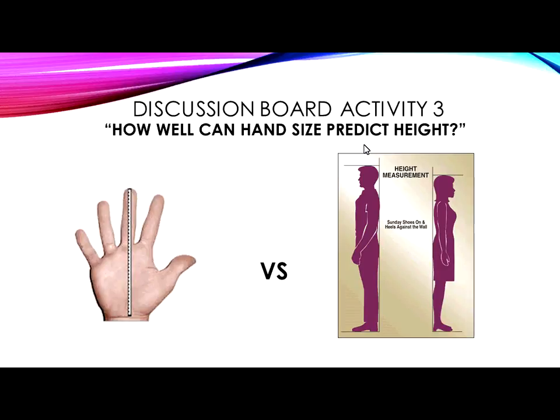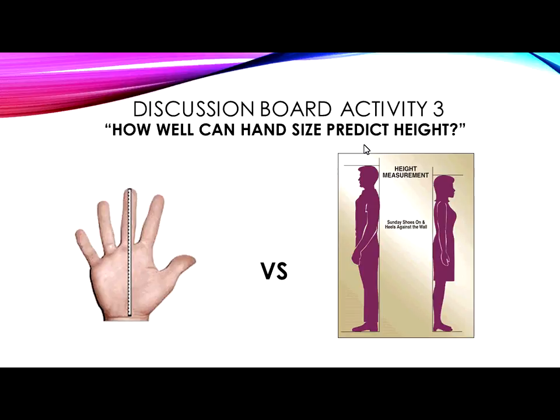The next one is: how well can hand size predict height? This is an interesting example, and it's the one my students are doing. I use this when I teach the least squares regression lesson, where students collect their own data. They collect their hand size, and there are different ways you could measure it, but I want them to measure it the way it looks, and also measure their height, to see whether there is a relationship between hand size and height.